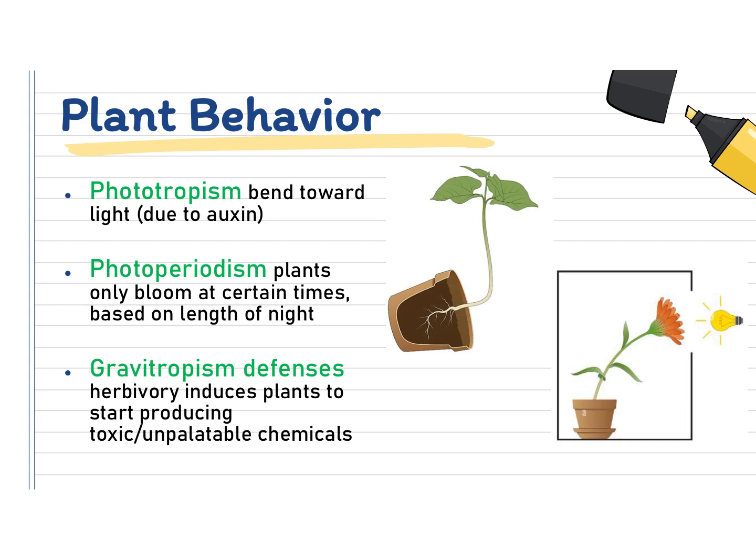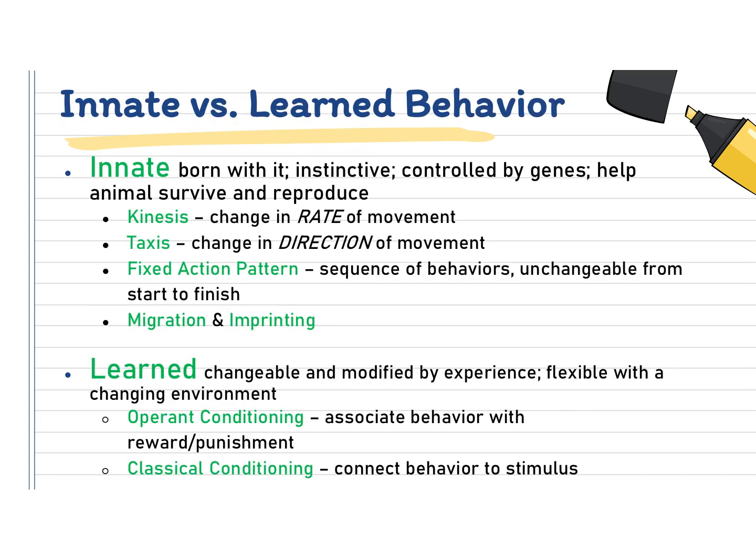And gravitropism is going to help plants actually grow towards the top, like the north. So if you put a plant on its side like this, it won't grow out, it'll grow up. Also, we have gravitropism defenses that make them start producing unpalatable chemicals if they're not growing in the right way. So there's two types of behavior.